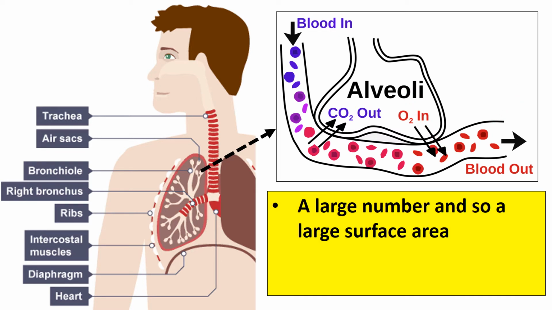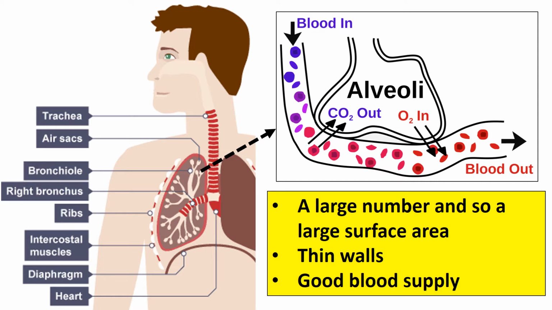Okay, and then the features of the alveoli, there are three. I asked for you to have two of them. So we should have any two of these. A large number of alveoli, which means a large surface area. They've got thin walls, and also they've got a good blood supply.